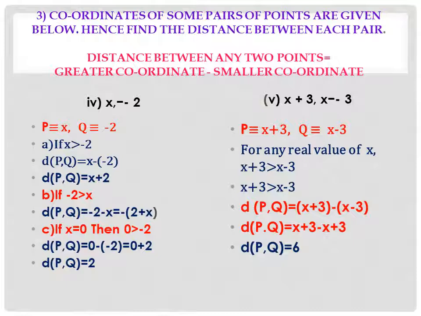Coordinates of some pairs of points are given below. Hence find the distance between each pair. Each pair means two coordinates are given. We want to find the distance between those two coordinates.